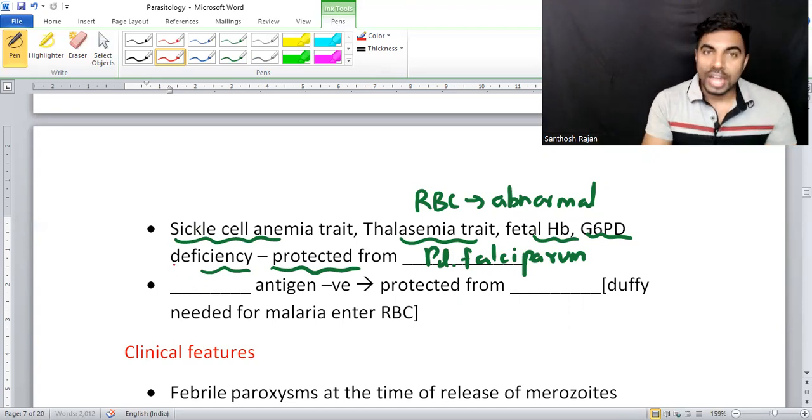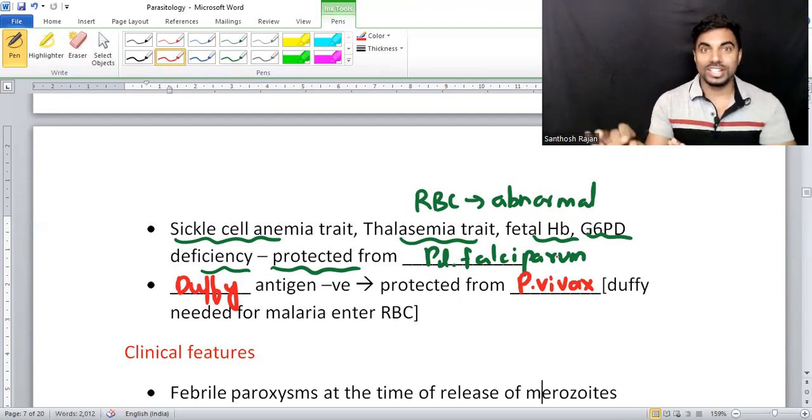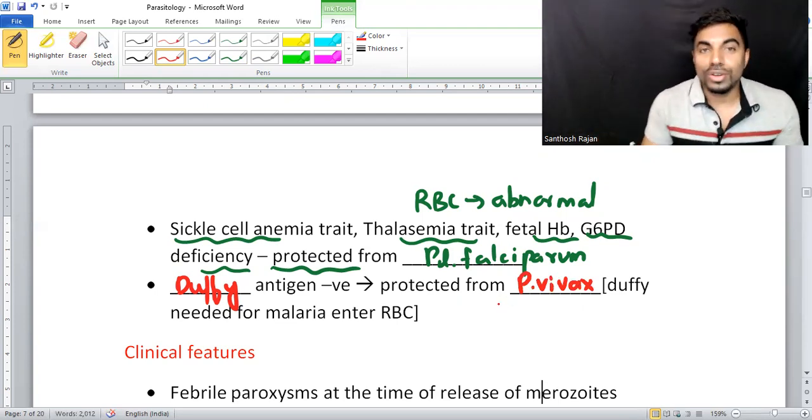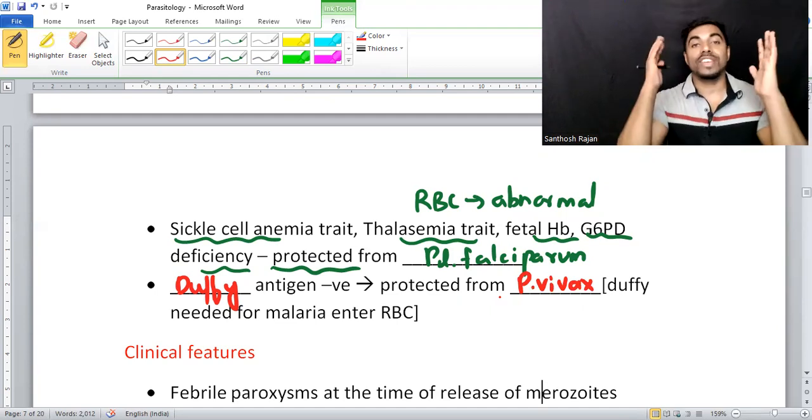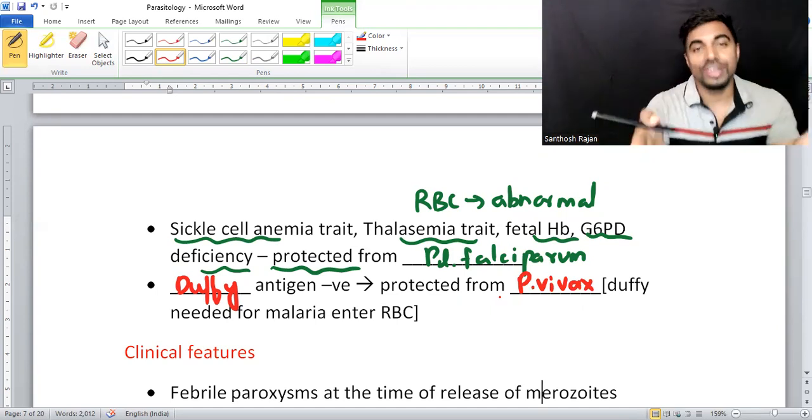Okay. Now, one antigen, if you remember, I told you, Vivek's girlfriend is Duffy. When the Duffy antigen is negative, it is protected from which one? Vivax. If it's negative, it's protected, it's not attacking. If Duffy is positive, this malaria will occur. That means Duffy is needed for that. That's Duffy, the girlfriend of Vivax.